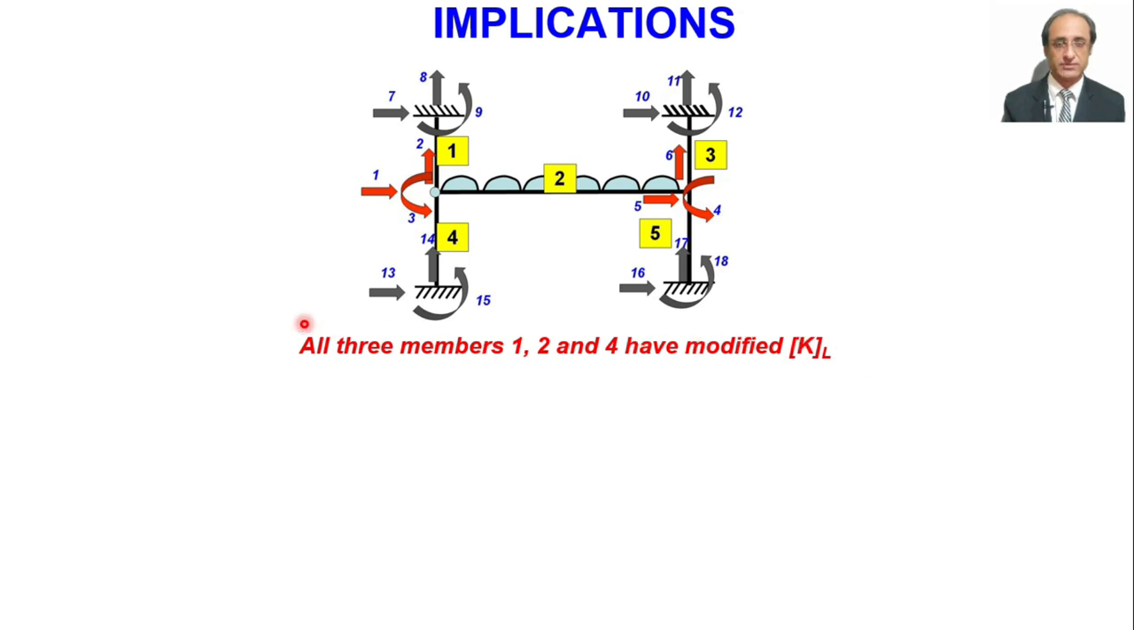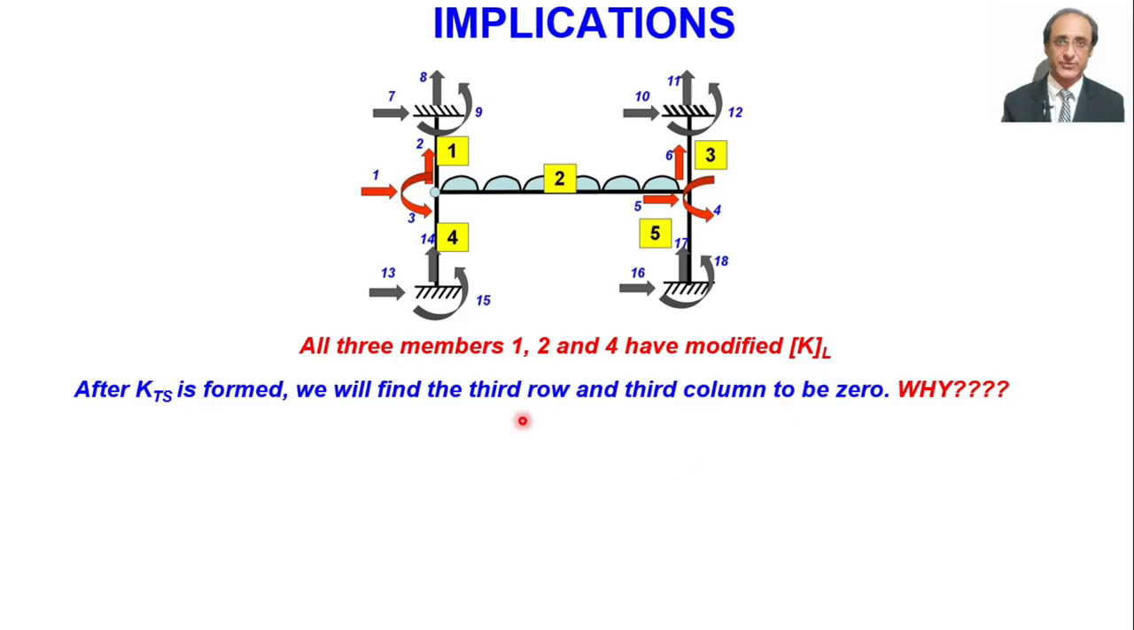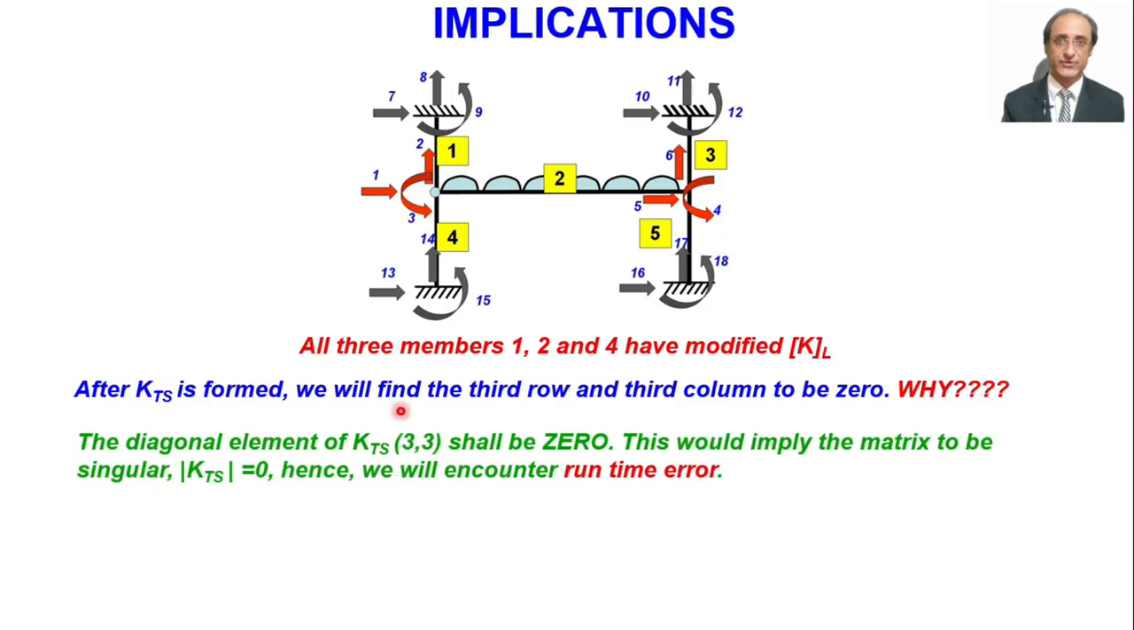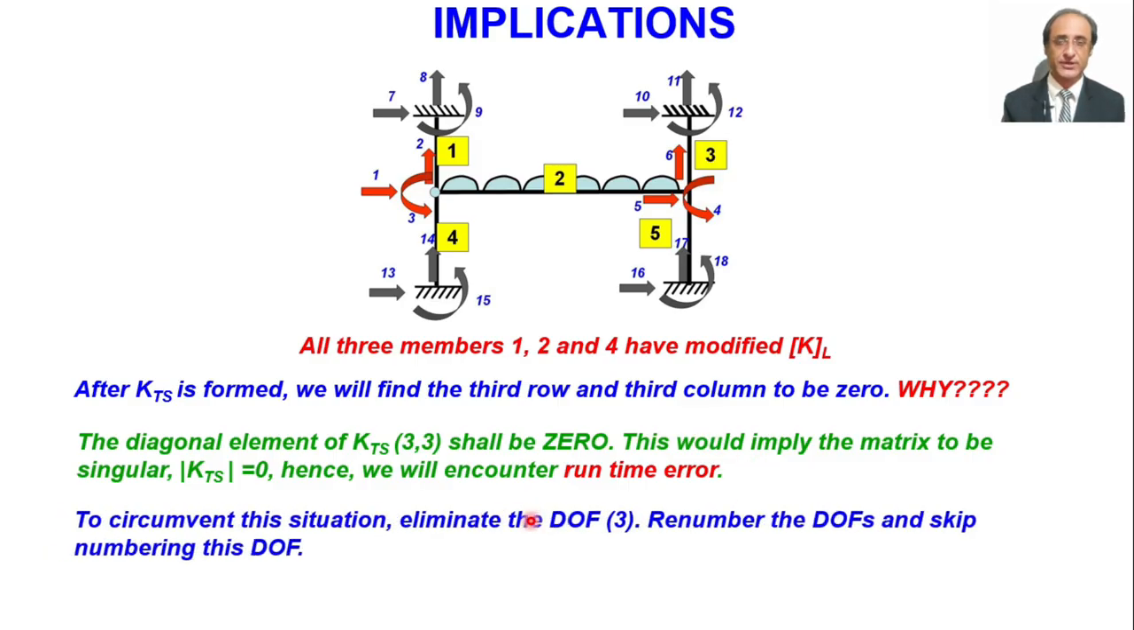In any way, when we do all the computations and form the stiffness matrix, we find that all three members will not transfer any term corresponding to structure degree of freedom number 3. So its third row and third column will all be 0, because of the constitution of the member stiffness matrices, and as such the diagonal of KTS will have a 0 term at the third row and third column location. Hence this matrix will be singular, its determinant will be 0, and we will not be able to find its inverse. When solving this system of equations, we will encounter a runtime error.